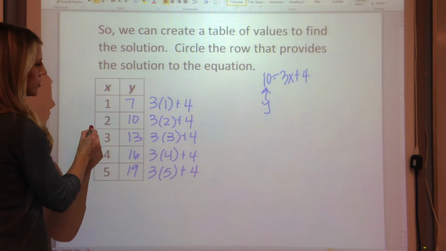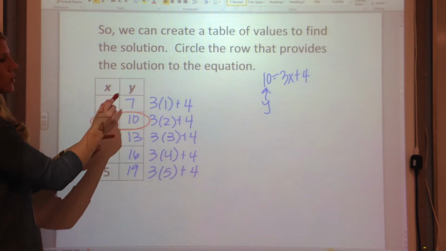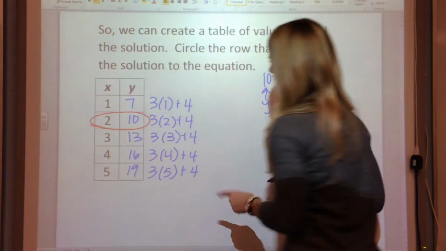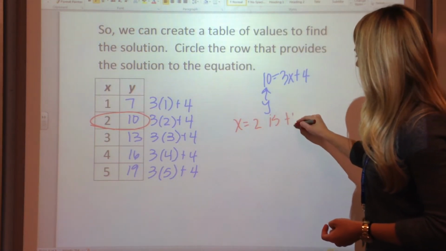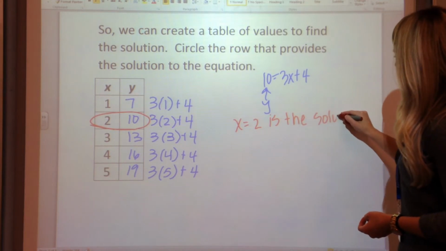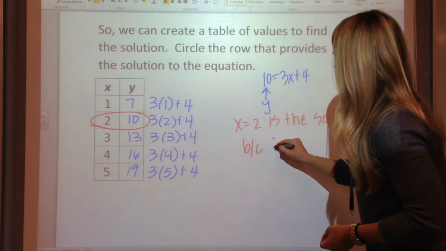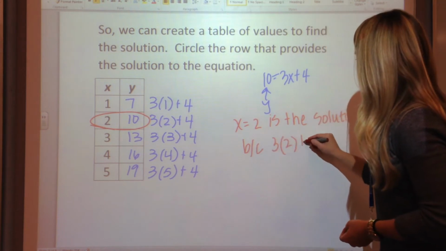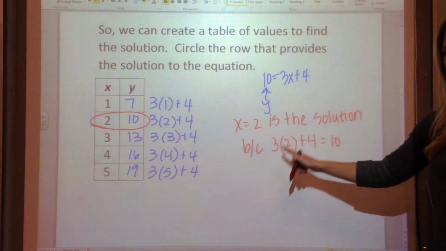Well, when x was 2, y equals 10. So the solution is 2. So x equals 2 is the solution, because 3 times 2 plus 4 equals 10. So when x is 2, y, my outcome, is 10.